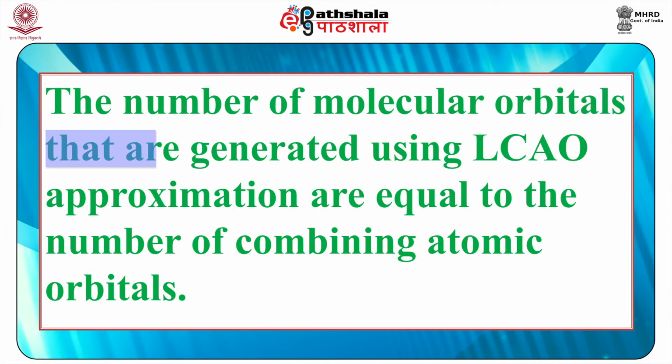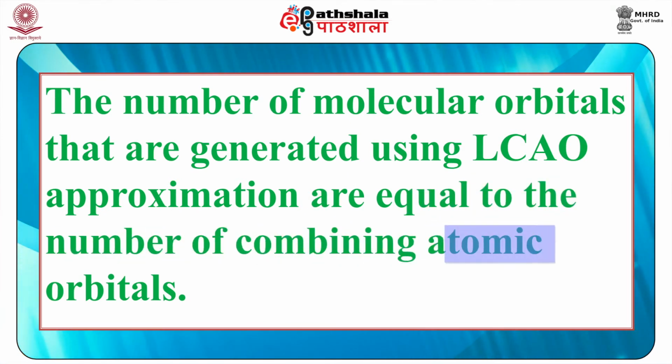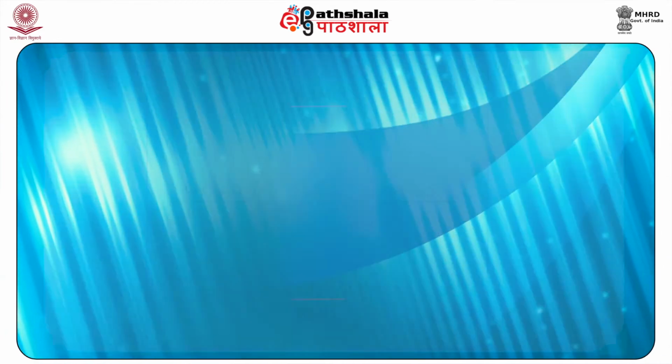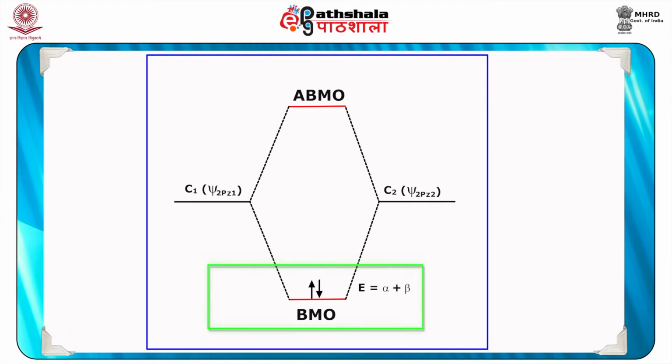Please note that we are getting two pi molecular orbital energies, and the number of molecular orbitals generated using the LCAO approximation is always equal to the number of combining atomic orbitals. Since both alpha and beta are always negative, using these energy level expressions, one can draw the energy level diagram for the ethylene molecule. At the lower end we have the bonding molecular orbital, which represents the energy E equal to alpha plus beta. Because alpha and beta are both negative, the total expression is negative, which leads to stability, and therefore it is called the bonding molecular orbital.